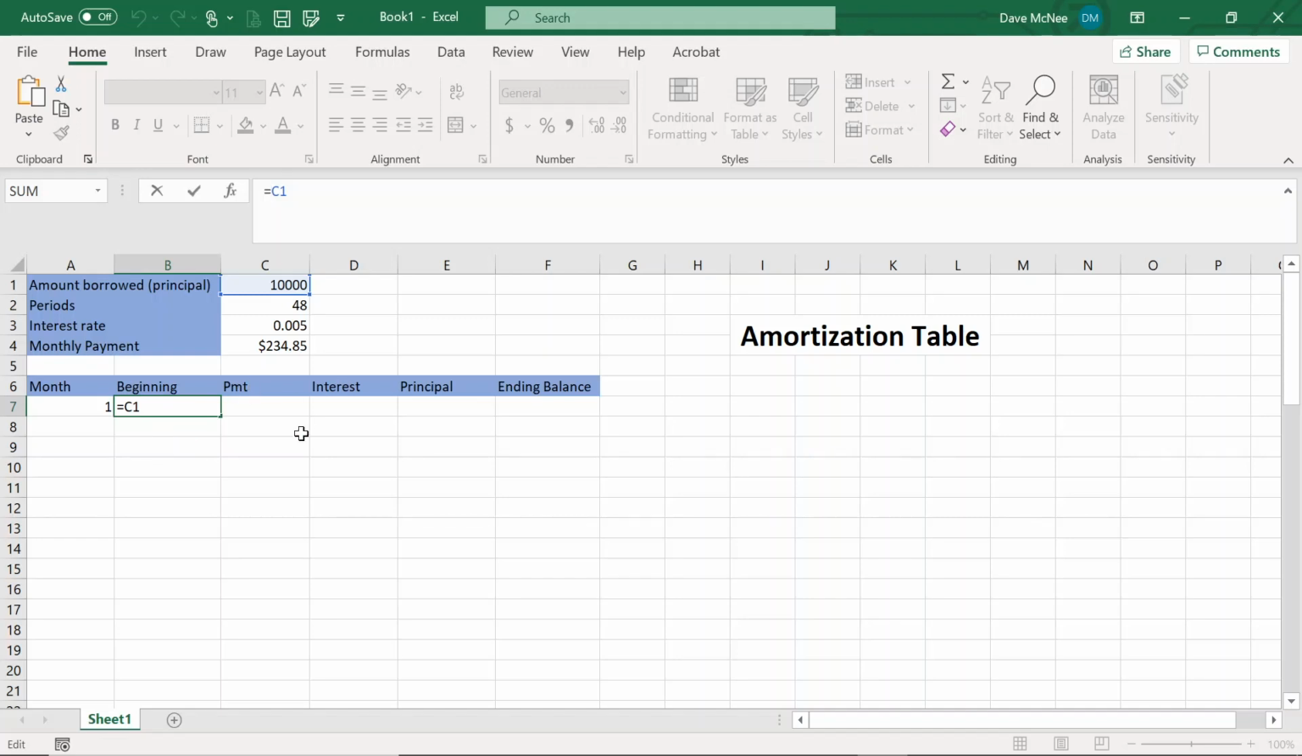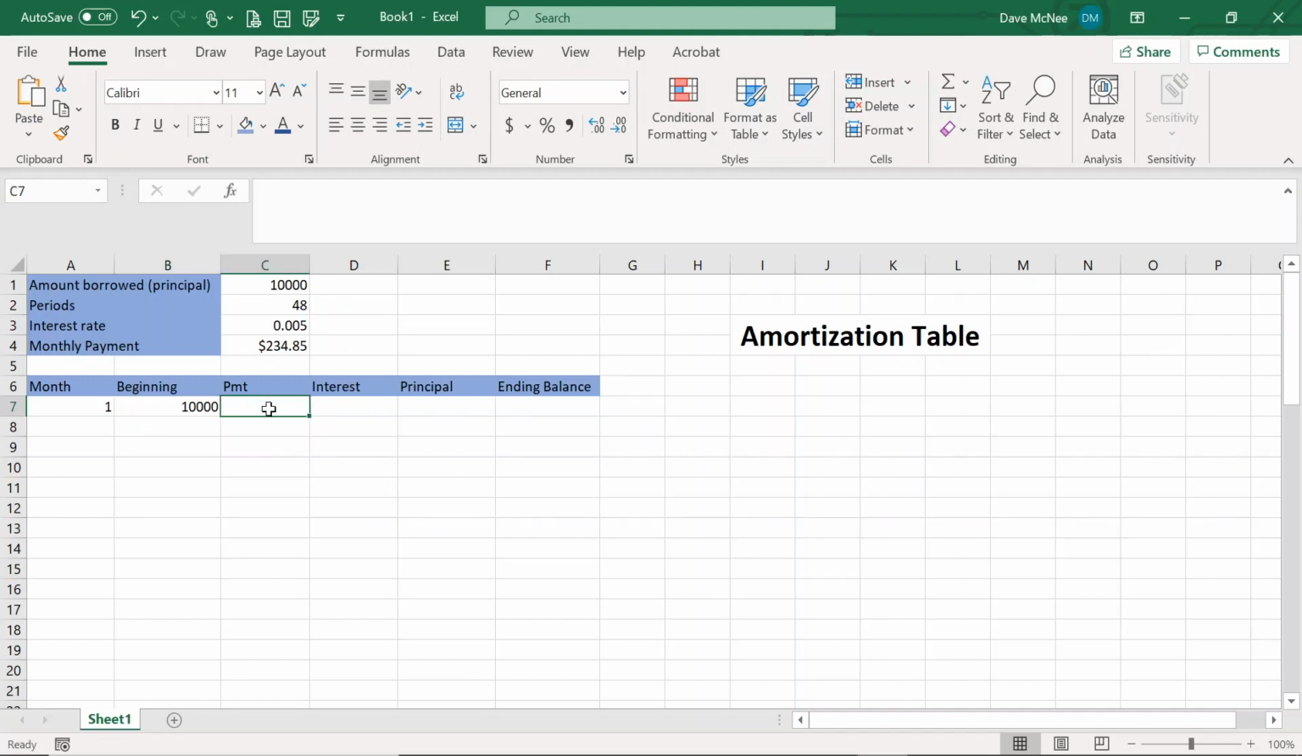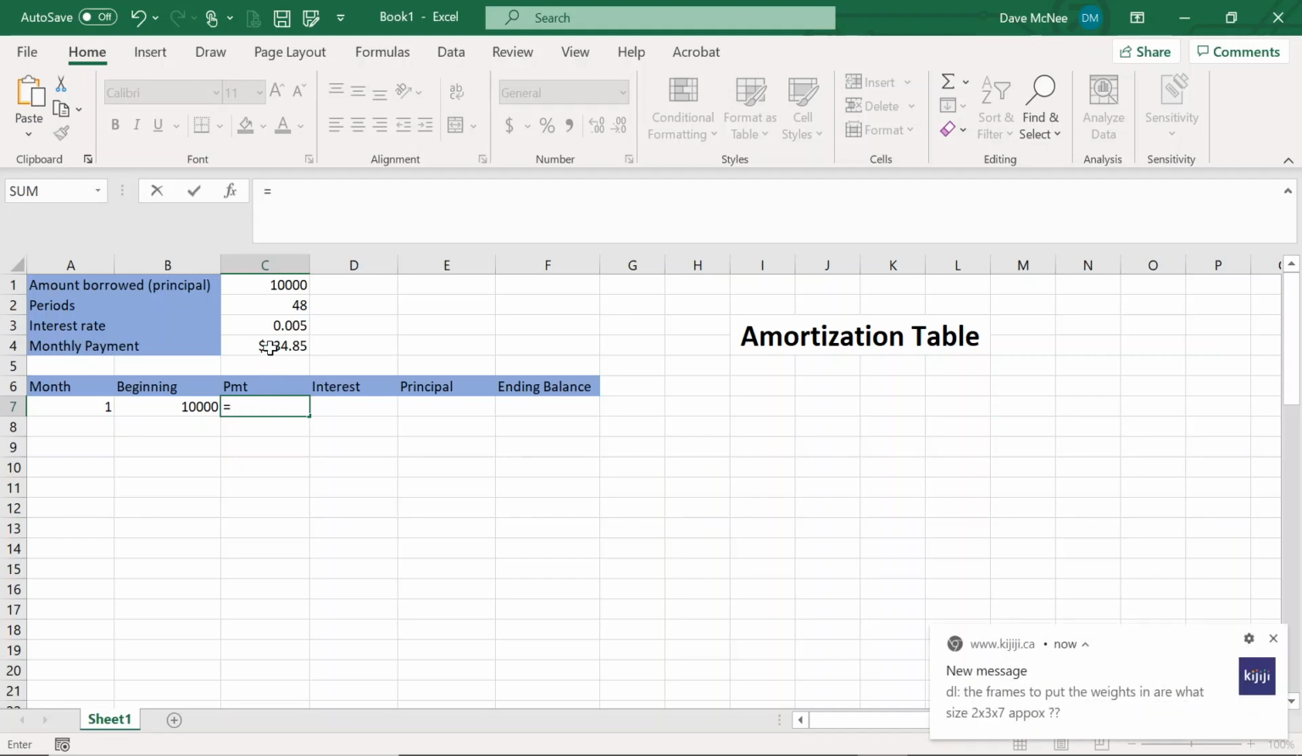Actually, forget that I said anything. That is going to change because every month this balance is hopefully going to go down. I'm hopefully not going to owe $10,000 every month. Okay, this is what's going to stay the same because my payments are not changing from month 1 to month 48. This is the one thing that's staying the same. It's $234.85, which is in cell C4.